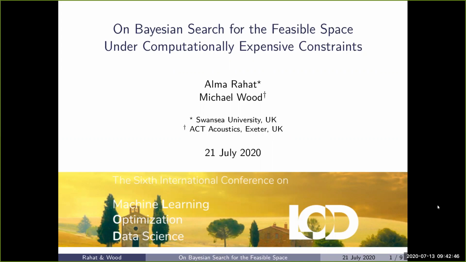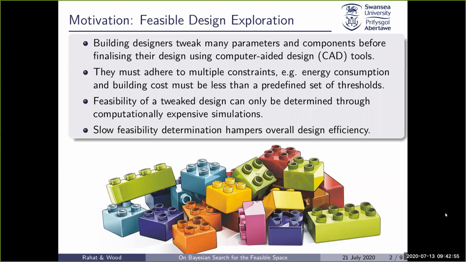Hello. Today I'm going to talk about how to find the feasible space given that there are multiple computationally expensive constraints. A bit of motivation. We were talking to some building designers and they were tweaking many parameters and components before finalizing their design. They had to make sure that all this design exploration was producing designs that met certain constraints. So for example, they wanted to make sure that the overall energy consumption of the building did not go beyond a particular threshold.